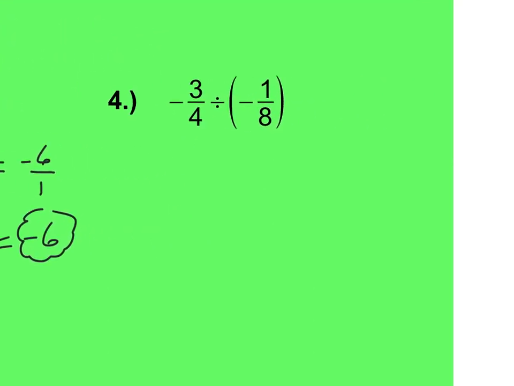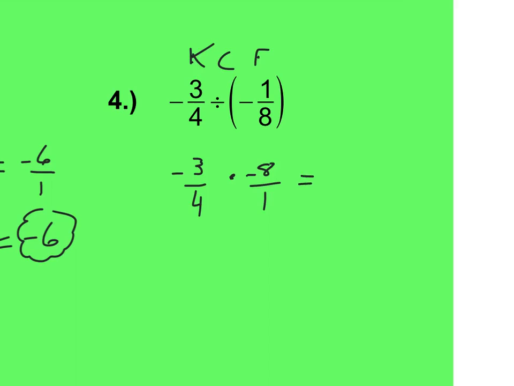Last one. Notice we have negative times negative. This answer is going to be positive. We have -3/4, keep. Change divide to multiply, and then flip the next fraction. You're keeping the signs though, so this becomes 8 over 1, but it's negative. And notice how I like to put the negatives with the top number. It's just a habit I have.